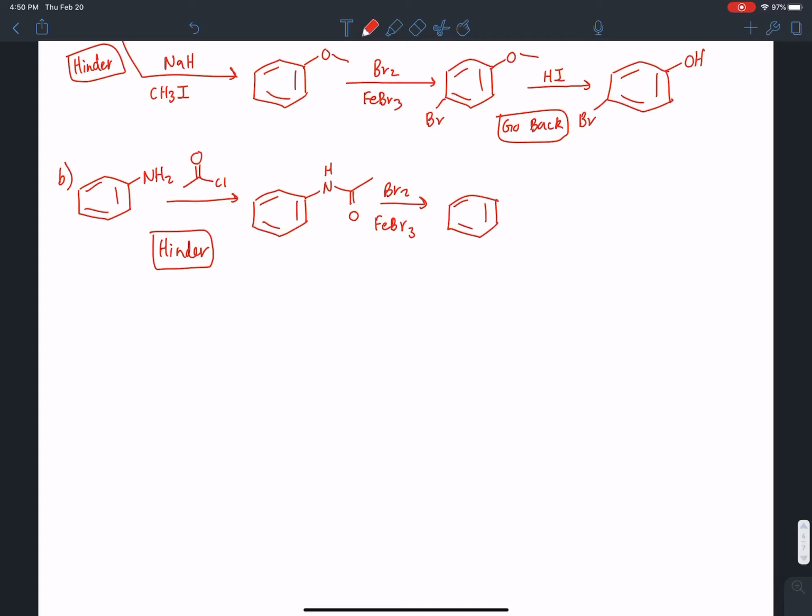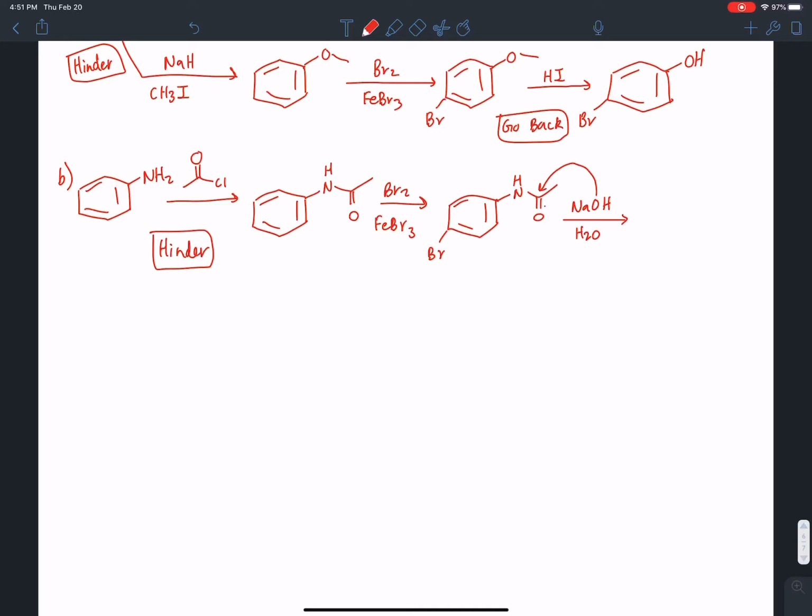You don't have to worry about it over-alkylating or overdoing the reaction. So it'll only happen once. But again, just like before, we need a way to go back to the original product, or like go back to this NH2. So to do that, you just need to put it through NaOH with water, which is doing the reverse.